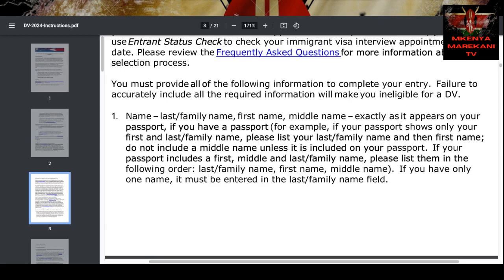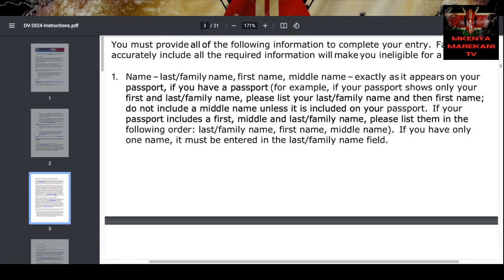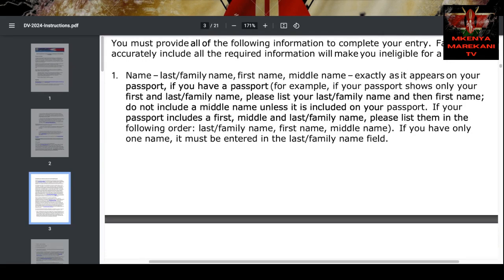So for example, if a passport shows only your first and last family name, please list your last family name and then first name. Do not include a middle name unless it is included in your passport. I've had these questions a lot. People ask me, on my passport it's two names, should I write three names? No, just write exactly what is in your passport to save yourself the misery of missing this opportunity.